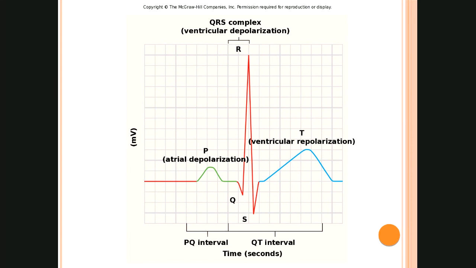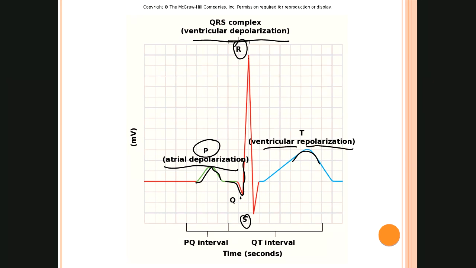The first curve that appears is called the P curve, and it happens when the atria are depolarized. Following the P curve, there is this deep curve called the QRS curve, which represents ventricular depolarization. Because the ventricle has such thick muscle, it will create a much more pronounced curve. After the QRS curve, we have the T curve right here, which represents ventricular repolarization.